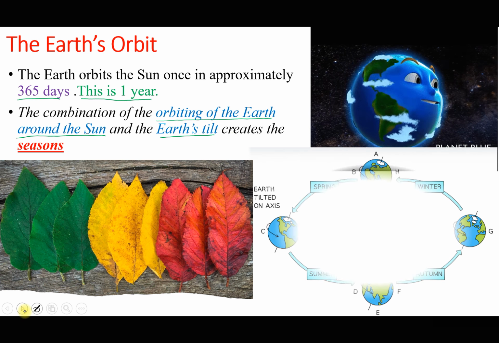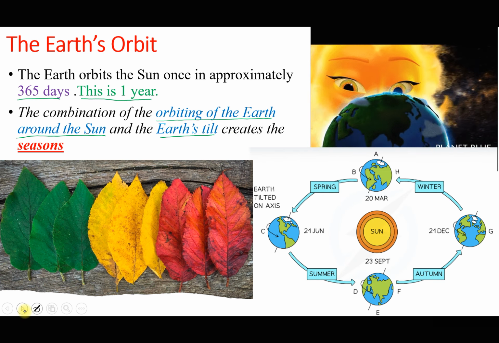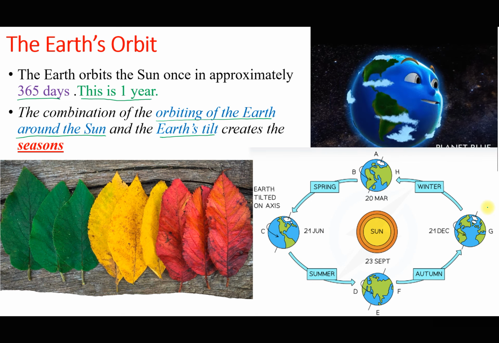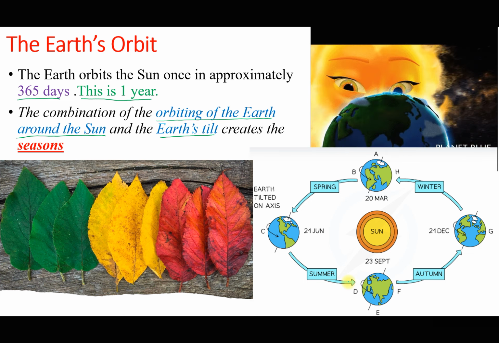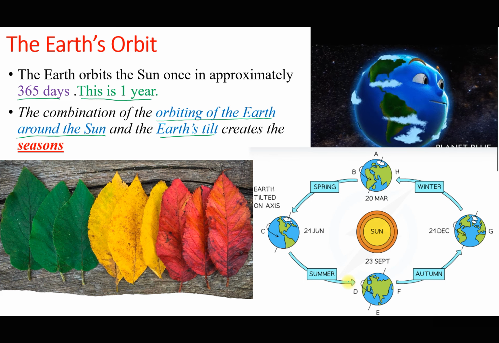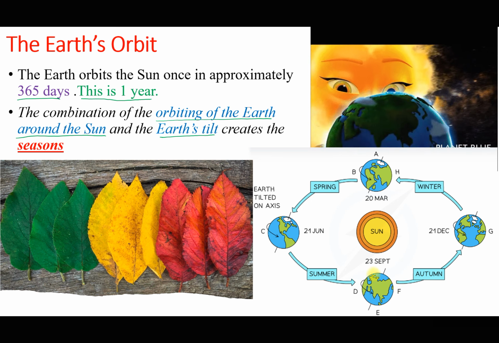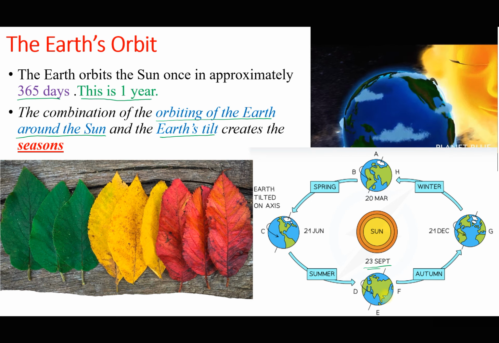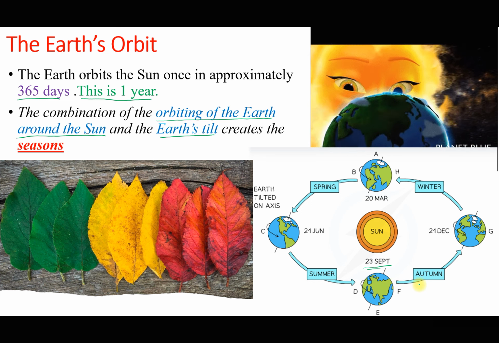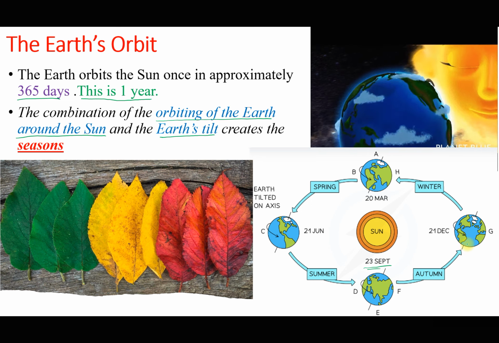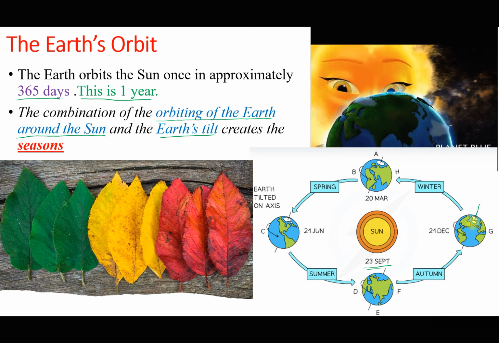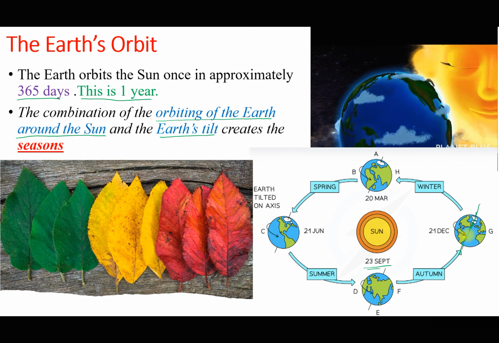So this diagram here illustrates what really happens during the seasons. This is a complete cycle of the Earth about the Sun. For example, let's start with this position here around 23rd of September when the Earth is here. From autumn towards December, we are heading towards winter. And I want you to just look at the axis here.